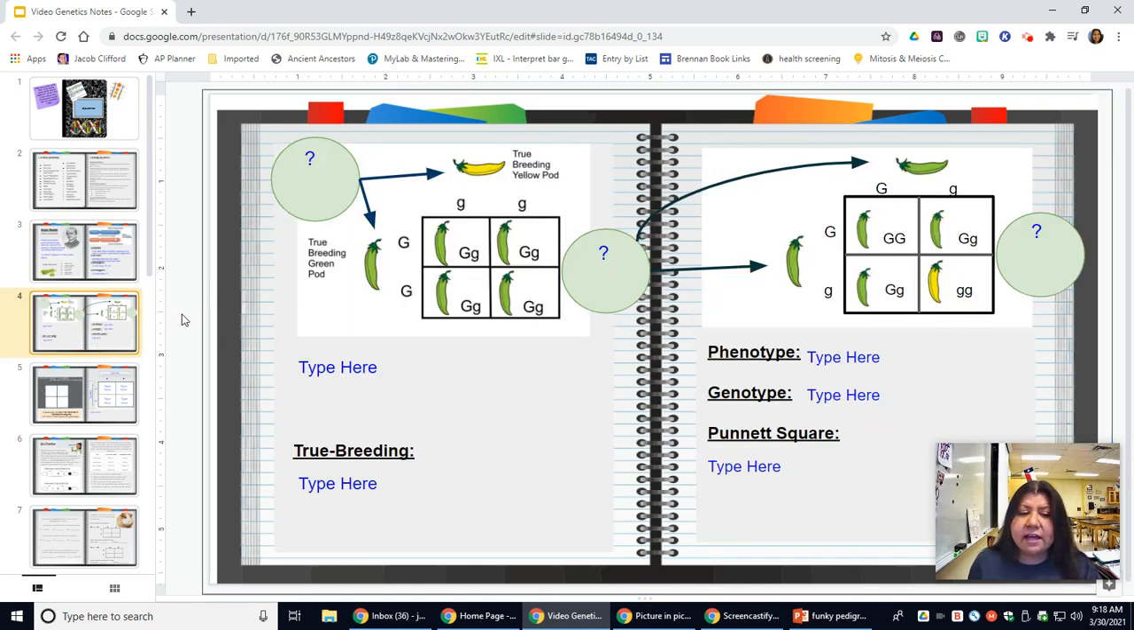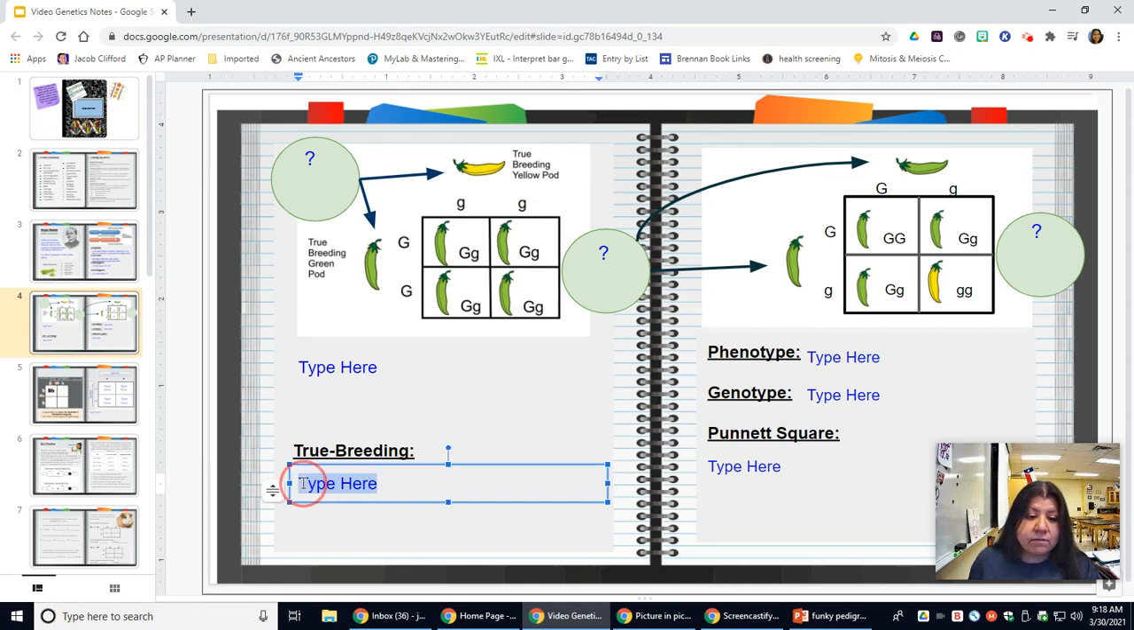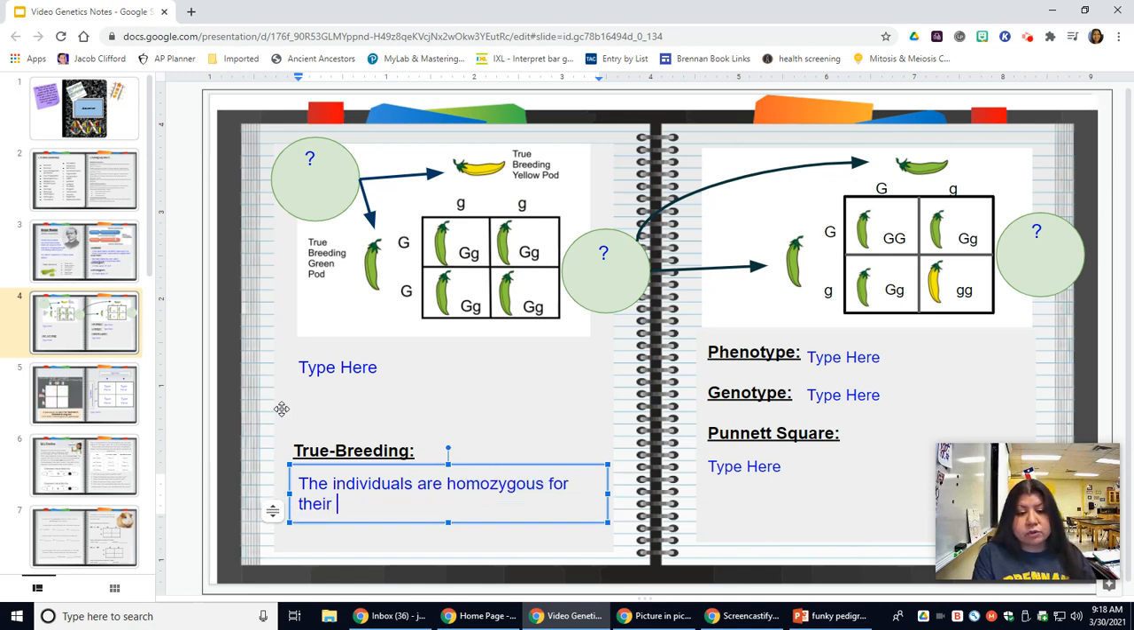So next, let's go ahead and set up how we can figure out what our offspring would have. So what I have right here, okay, so I have a Punnett Square, and I can see I have a true breeding green pod and a true breeding yellow pod. So right here, okay, so what true breeding means is that the individuals are homozygous for their trait. Okay, so sometimes we call these purebred.